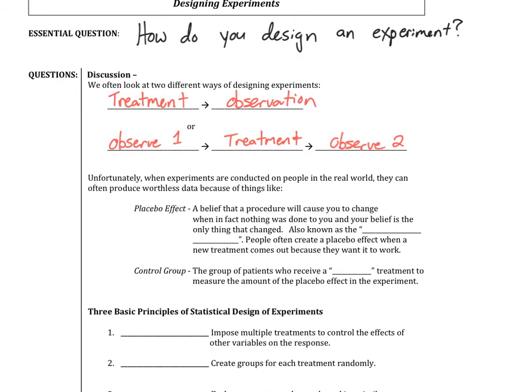So it says, unfortunately, when experiments are conducted on people in the real world, they can often produce worthless data because of things like the placebo effect. The placebo effect, if you haven't heard, is a belief that a procedure will cause you to change when in fact nothing was done to you and your belief is the only thing that changed. So it's like you take Tylenol. You have a headache, right? You take Tylenol and all of a sudden you feel better. There had to be studies done to say maybe you just thought you felt better because you took Tylenol. This is also known as the dummy effect.